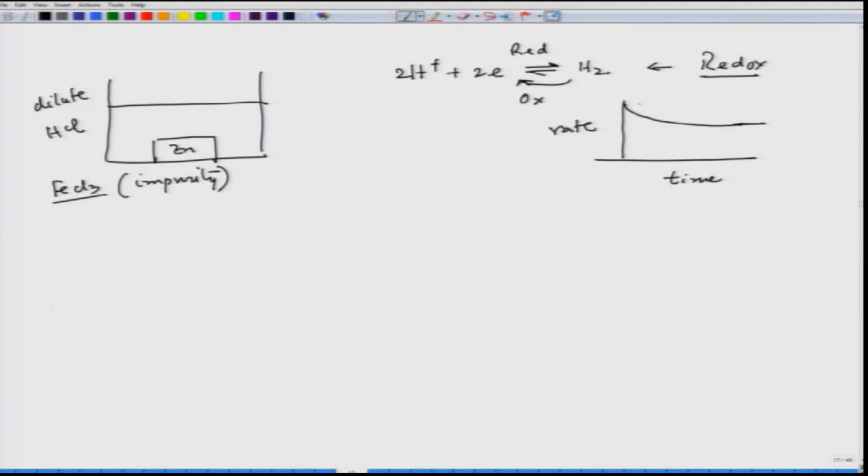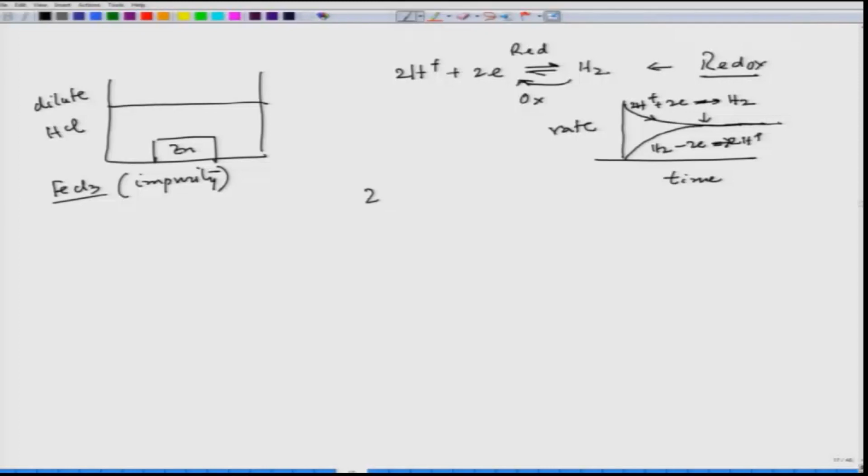Now, this particular thing is 2H+ + 2e- = H2. Once we have a generation of hydrogen, the reverse reaction would start happening. Initially, there was almost no hydrogen gas, so it will start at 0 and then it will also merge with this particular rate. So, this is H2 - 2e- = 2H+. This is the point where it reaches equilibrium. The rate of the forward reaction is exactly the same as the rate of the backward reaction.